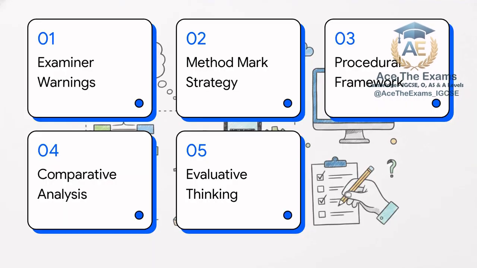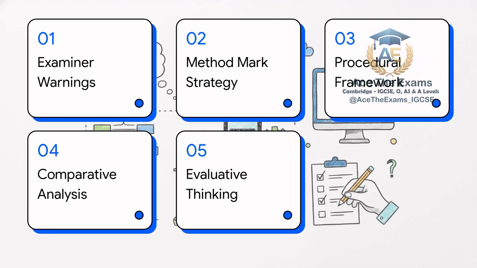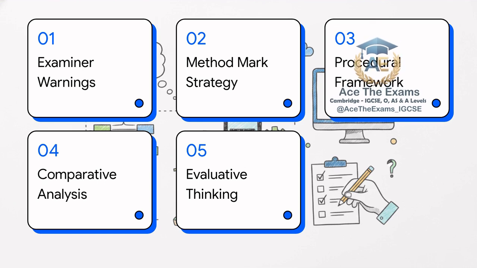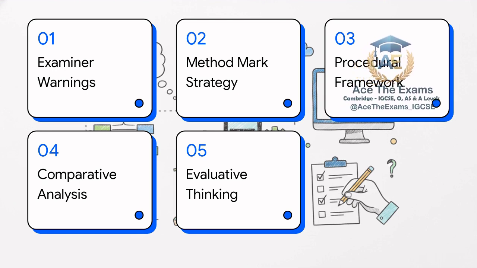So, to pivot your mindset from just memorizing facts to mastering this systematic approach, here is our game plan for today. 1. Examiner warnings. 2. The method mark strategy. 3. The procedural framework. 4. Comparative analysis. And 5. Evaluative thinking. Let's get straight into it.